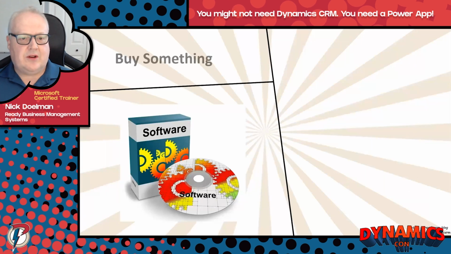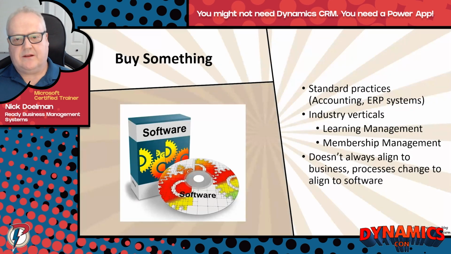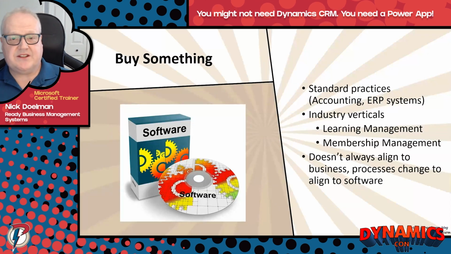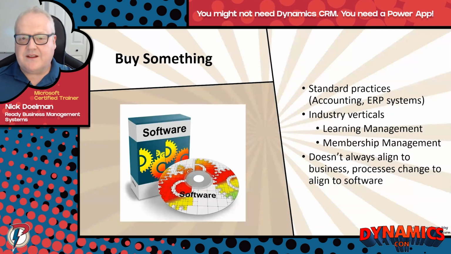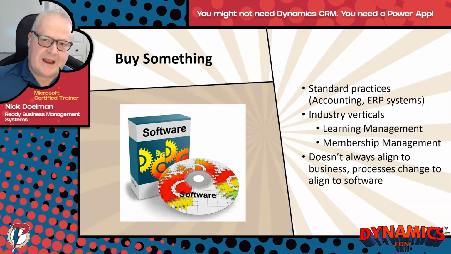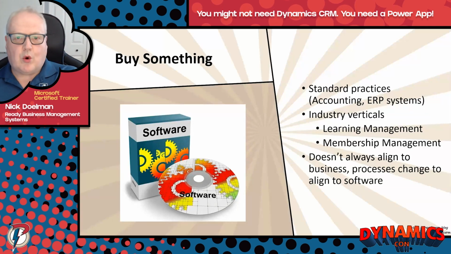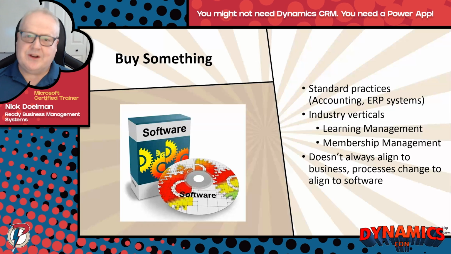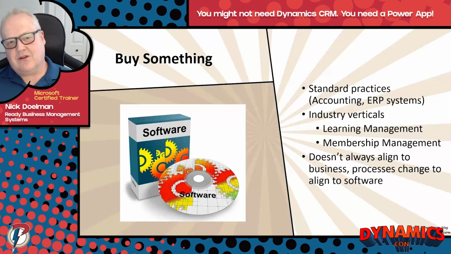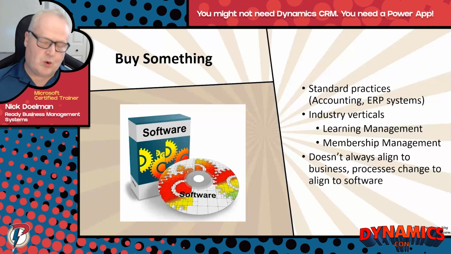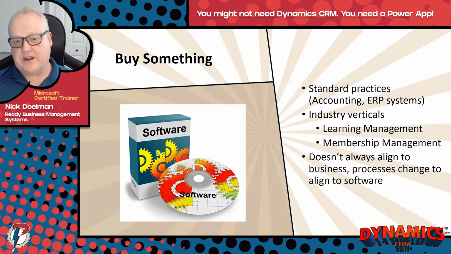So let's first talk a little bit about buying something. There are standard practices, things like accounting and ERP systems, and that works really well, because whether you're running a lemonade stand or a multi-million-dollar corporation, you're going to do debits and credits. You're going to need a balance sheet. You're going to need to run invoices and things like that. So a lot of this software that exists will work perfectly, with a bit of configuration, and away you go.